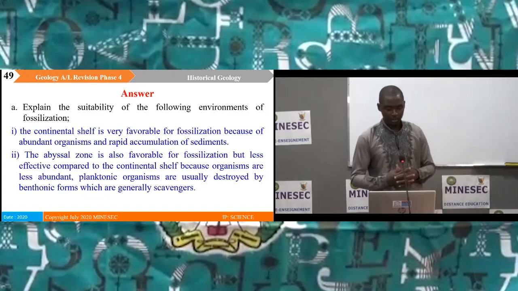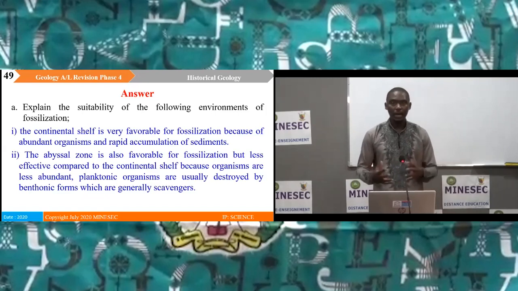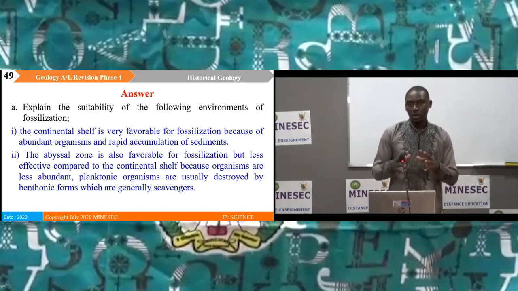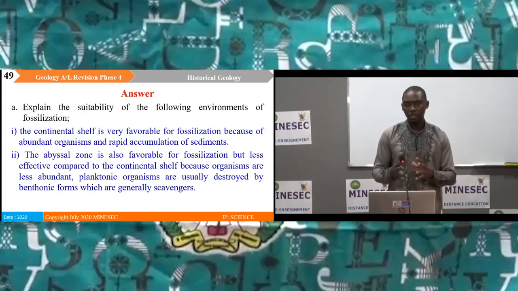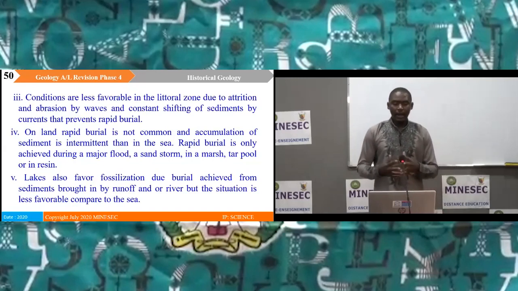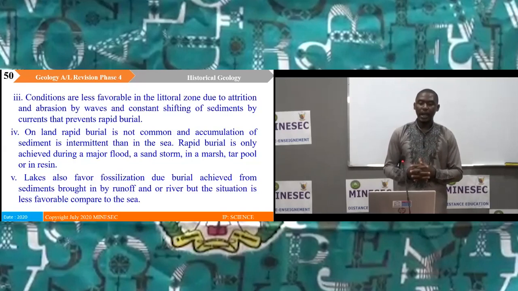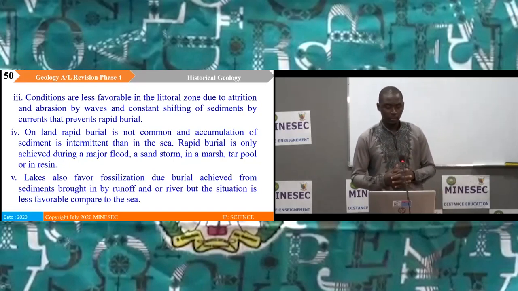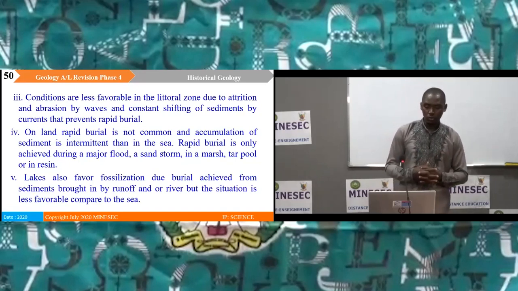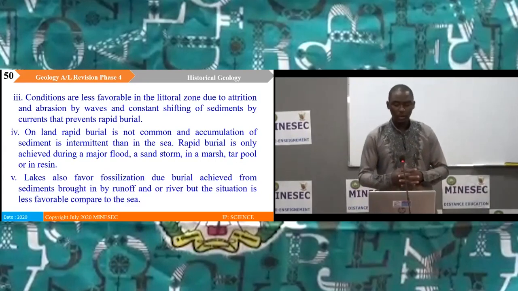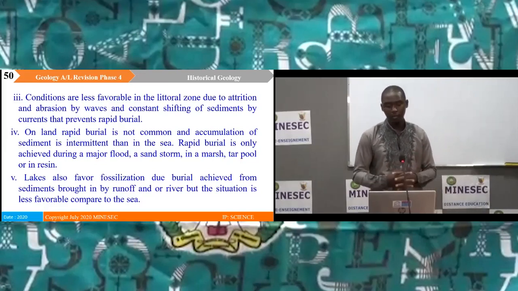It is favorable for fossil preservation because in this area there are abundant organisms. The abyssal zone is also a favorable zone for fossil preservation. Within the abyssal zone, sediments are usually very fine grained, and in such areas, fossils will be preserved with a lot of details. We look at land. On land, burial is slow because inflow of sediment is not as fast as in the ocean. We consider the littoral zone. Because of high energy, those fossils that cannot withstand the energy level will be destroyed. Lakes are also favorable areas for fossilization because we have inflow of sediments coming from runoffs.